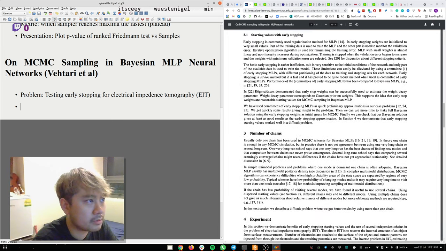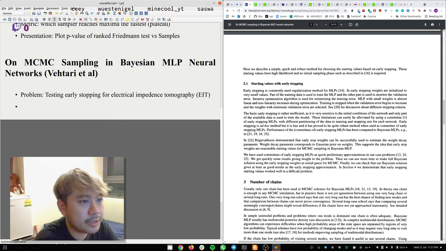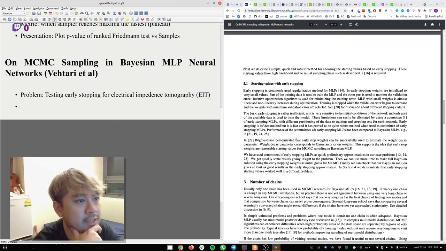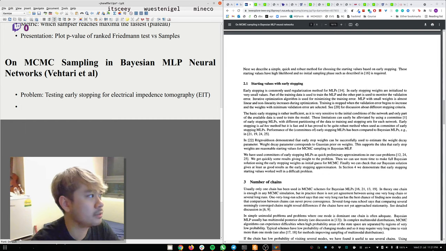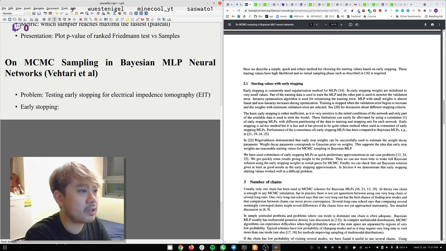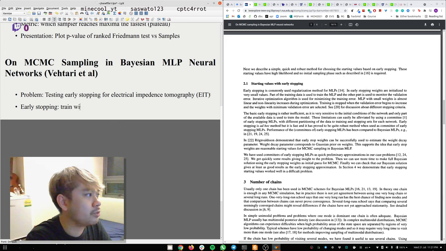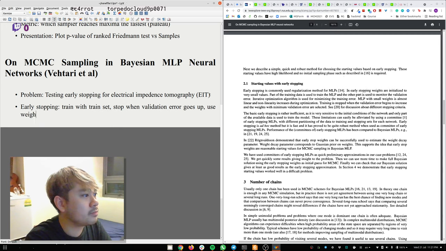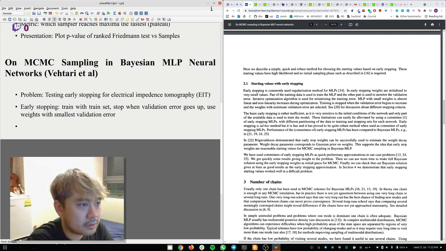Wait, what is early stopping again? In early stopping, weights are initialized to very small values. Part of the training data is used to train, and the other part is used to monitor the validation. Iterative optimization is used for minimizing the training error. An MLP with small weights is almost linear, and non-linearity increases during optimization. Training is stopped when the validation error begins to increase, and the weights with minimum validation error are used. I see. So early stopping: train with train set, stop when validation error goes up, use weights with smallest validation error, I think. Something like this.